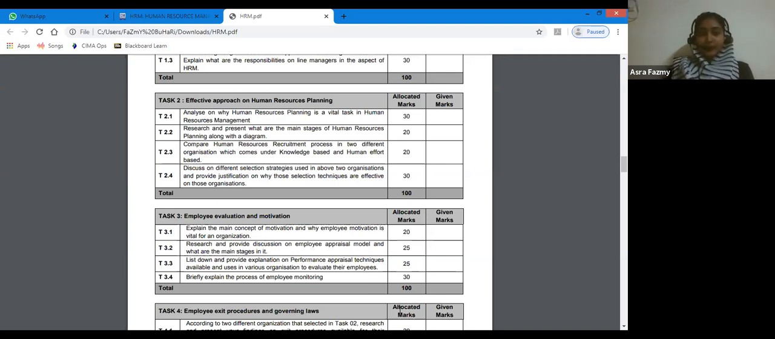So that is task 2.1. Task 2.2 is to research and present the main stages of human resource planning along with a diagram. So here you have to explain the main stages of human resource planning.